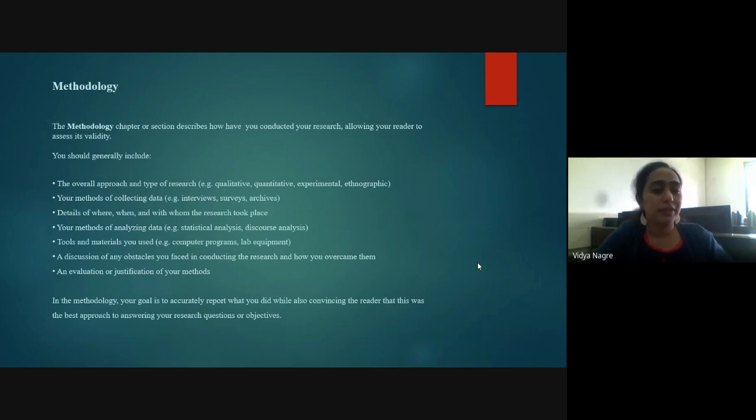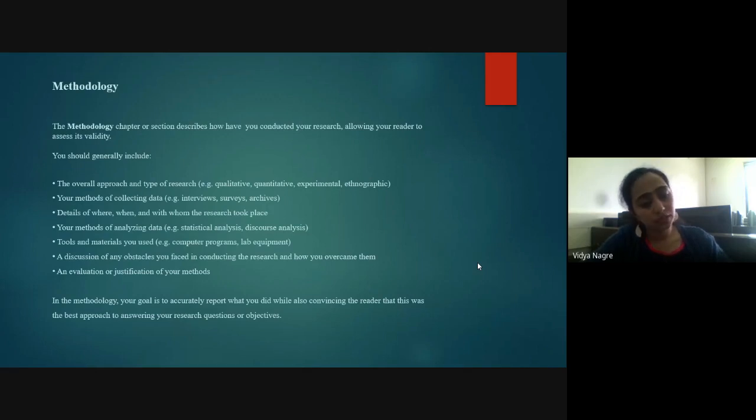Methodology is what? Methodology is the way in which you conduct your research by using certain tools. For example, the overall approach or types of research, such as qualitative, quantitative, experimental, or ethnographic. Your method of collecting data, like interviews, surveys, archives. Then details of where, when, with whom the research took place. Your methods of analysis of data, such as stylistic analysis or discourse analysis. Then tools like computer programs, lab equipment, if you have used some chemicals.